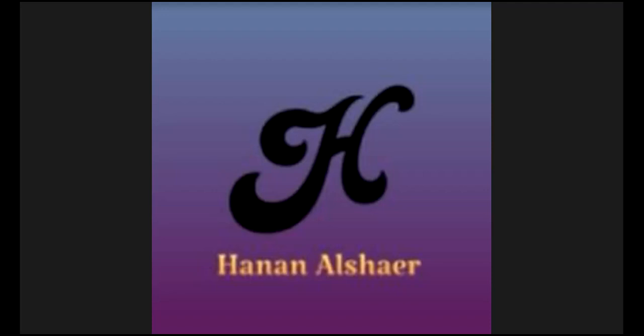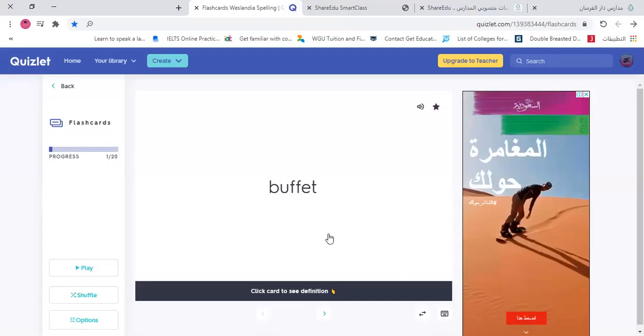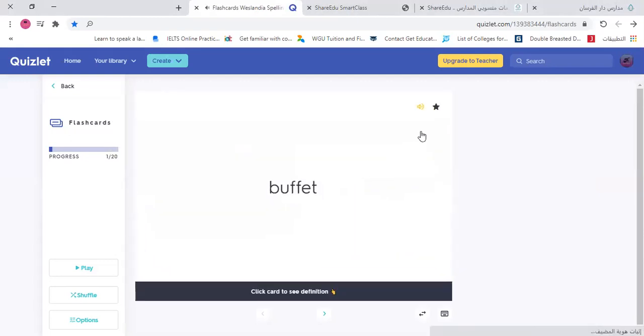If we go right here, let's see it together. The first word we have is buffet: a spread of food involving choices. Okay, the first word, buffet.